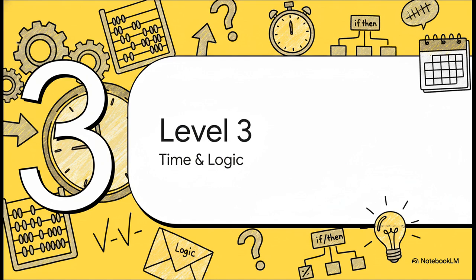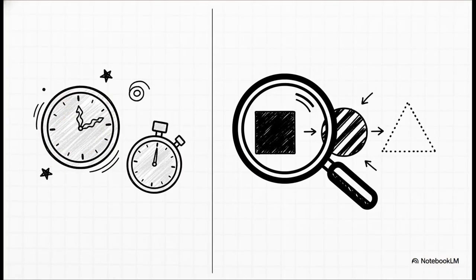Okay, level 3, time, logic, and counting. Let's give Excel the power to tell time, count intelligently, and make its own decisions. First, we can actually tap into the system clock. Today returns the current date and now gives you the exact date and time.